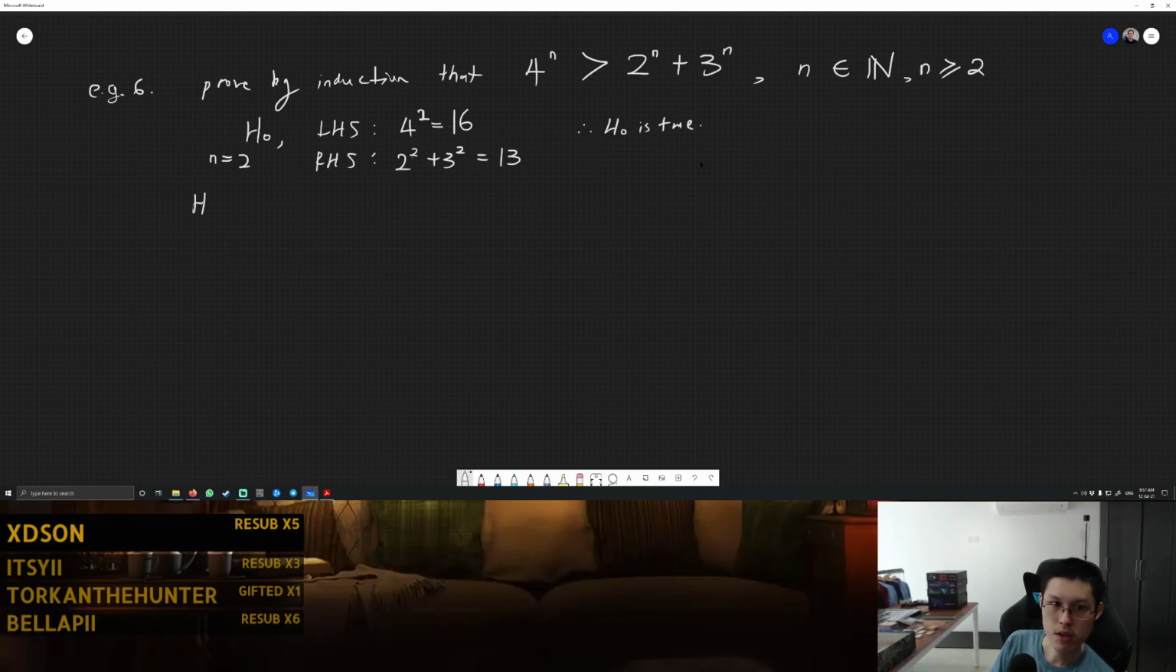All right, so what about the hk case? Well, we are going to set n equal to k. We're going to say that 4 to the power of k is greater than 2 to the power of k plus 3 to the power of k. Assume this is true.